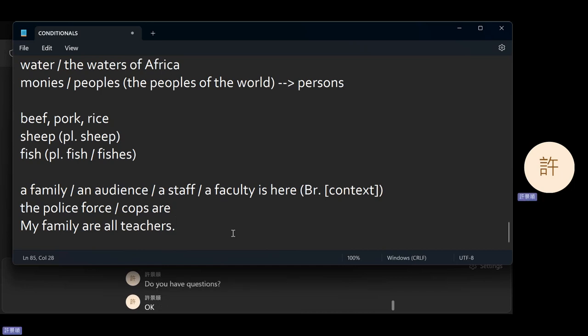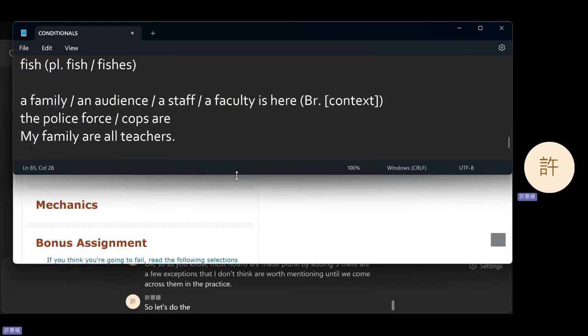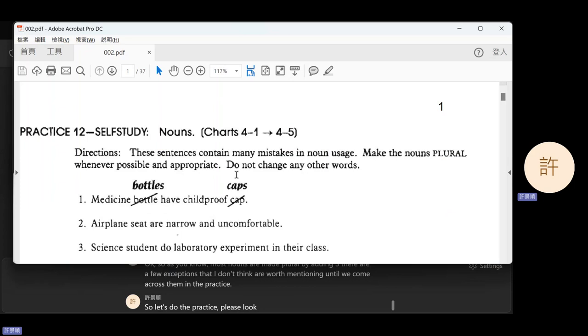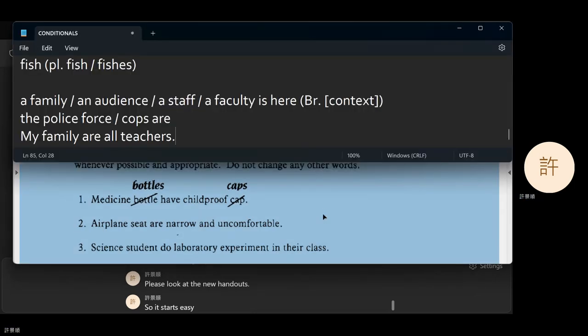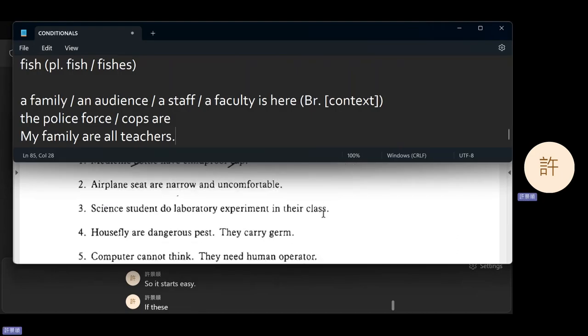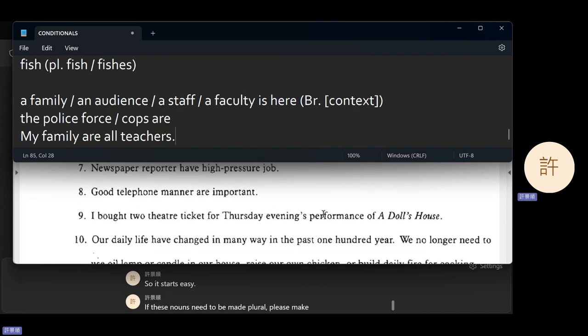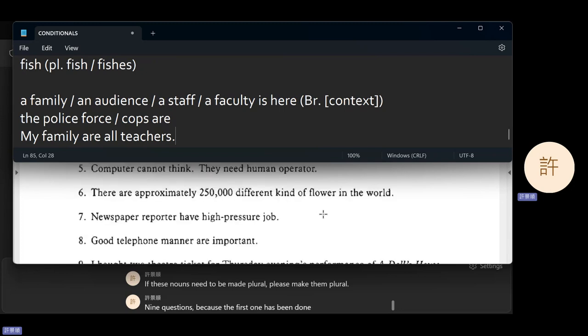Okay, so as you know, most nouns are made plural by adding s. There are a few exceptions that I don't think are worth mentioning until we come across them in the practice. So let's do the practice. Please look at the new handout. So it starts easy. If these nouns need to be made plural, please make them plural. 9 questions, because the first one has been done. I'll give you 3 minutes.